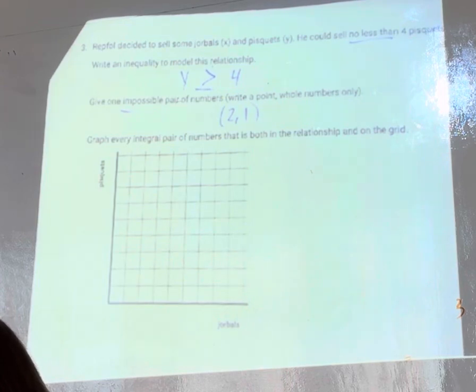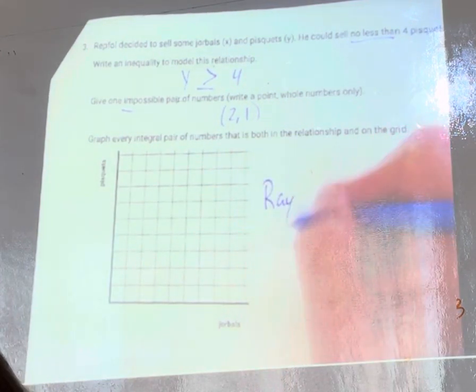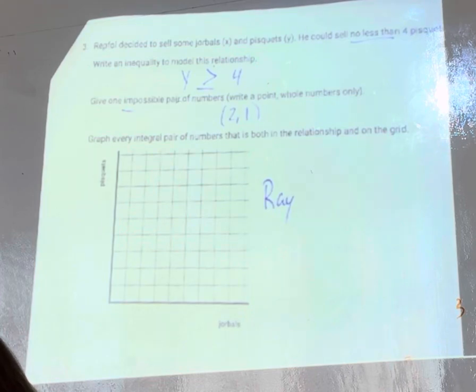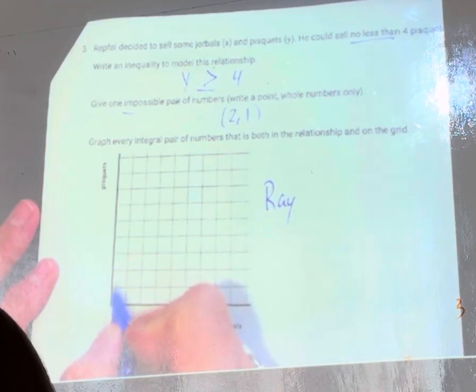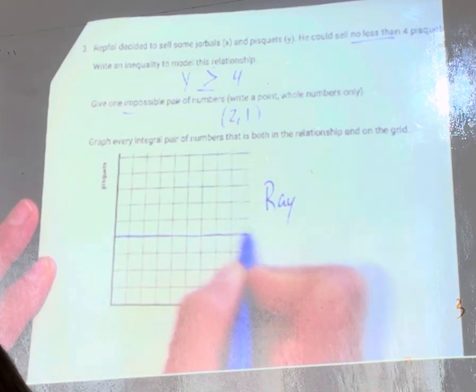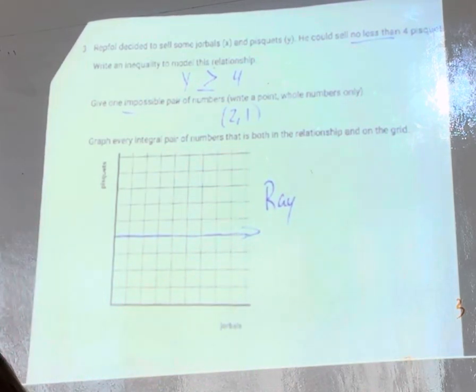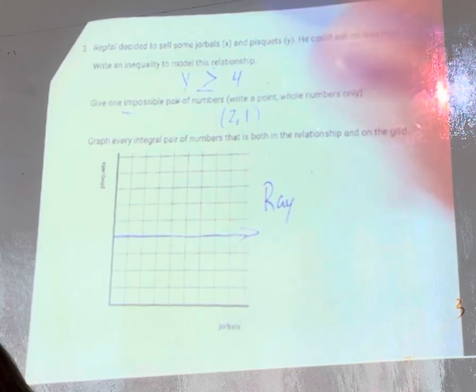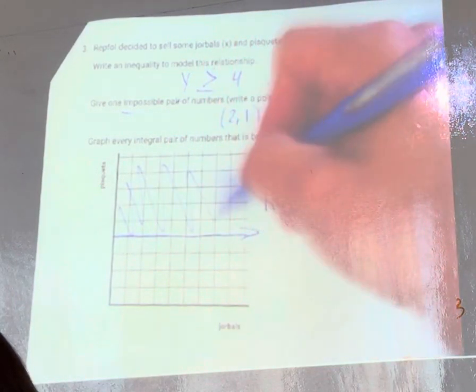A ray. And horizontal or vertical? Horizontal. Yeah. 1, 2, 3, 4. And boom. Which way are we going to shade? Up. Yeah. Beautiful.